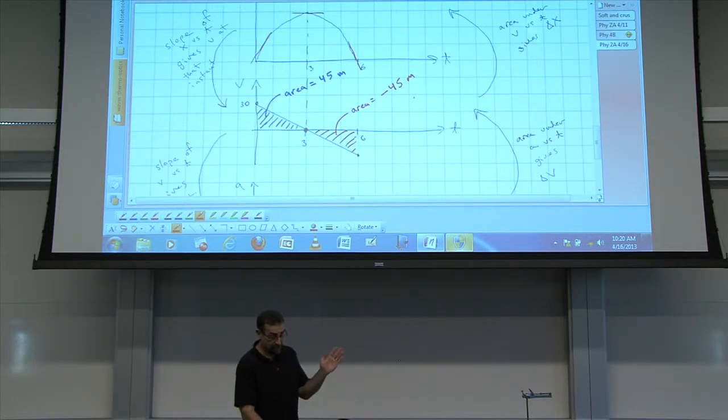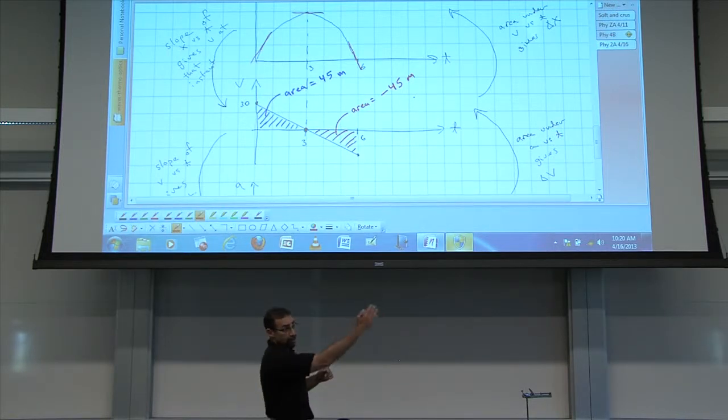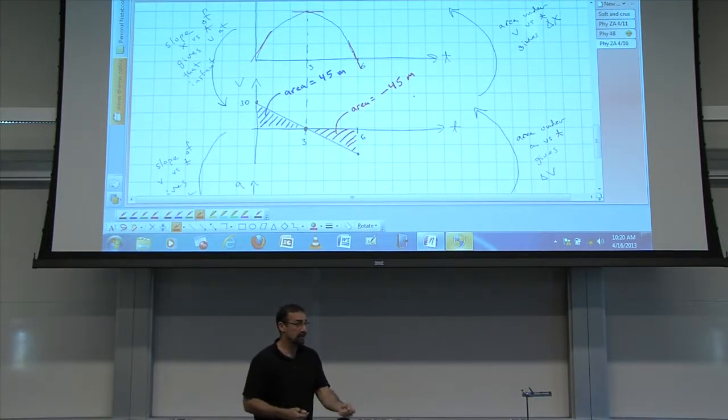So in the first case, delta x was positive 45. It started at 0, ended up at 45. In the second case, delta x was negative 45. It started at 45, went back to 0. And from the beginning to the end, delta x was 0, right? It started in my hand when I let go, and it ended back in my hand.